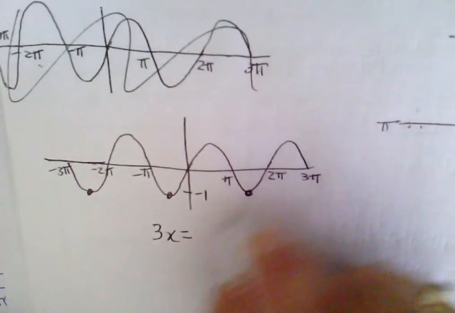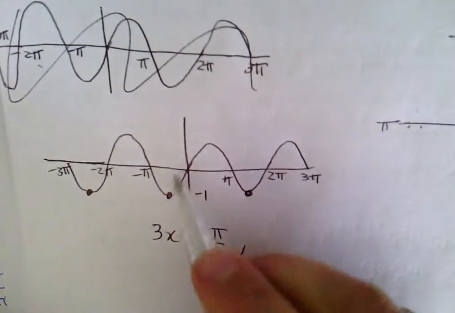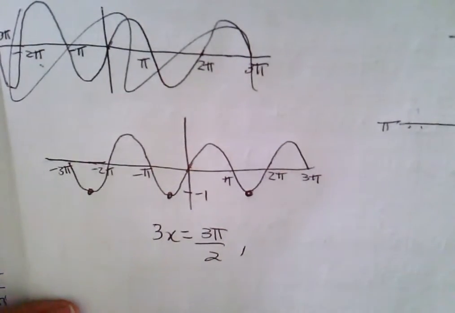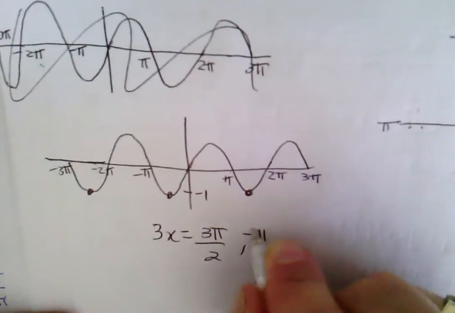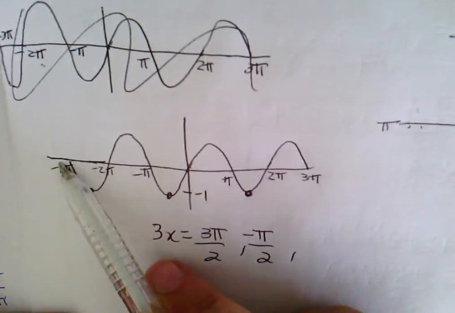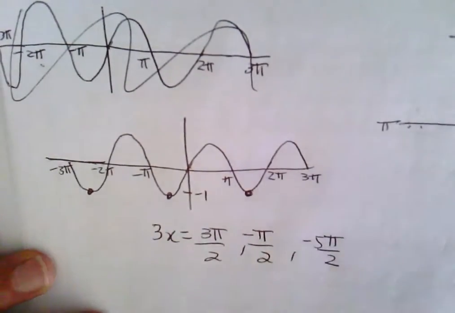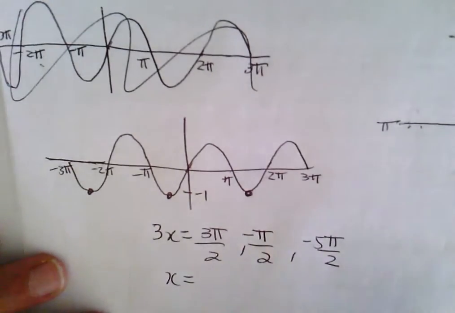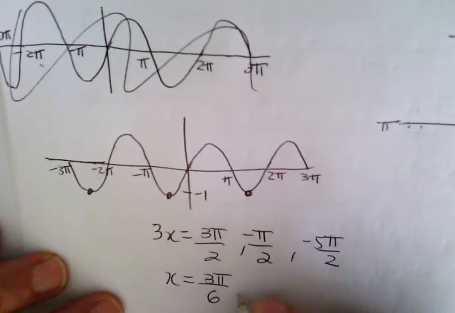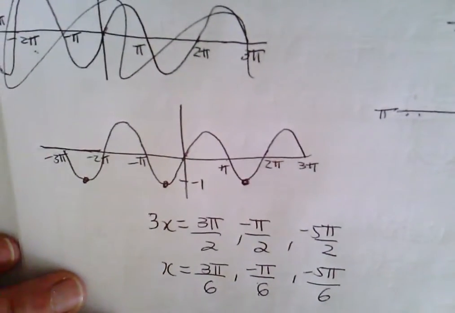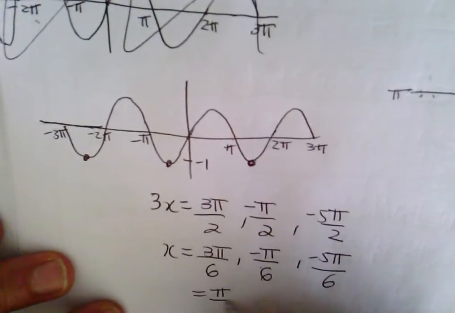Yeah, it's between 1 pi and 2 pi, which is 3 pi on 2. It's between 0 and negative pi, in other words, between 0 and negative 1, which is negative a half, which is negative pi on 2. And it's between negative 2 and negative 3, which is negative 2.5, which is negative 5 pi on 2. That's what 3x is. Therefore, x is 3 pi on 6, negative pi on 6, negative 5 pi on 6. And you can write your 3 pi on 6 as pi on 2. Negative pi on 6, negative 5 pi on 6.